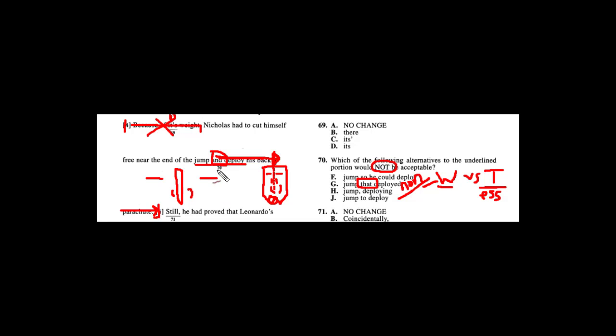So let's try it. We're going to go ahead and cross out that deployed all the way to the end of the sentence, okay, and see what's left. Nicholas had to cut himself free near the end of the jump. That's an independent clause. So if you put the word that there and you were to cross it out, if it really is essential, then you would have a clause that falls apart and becomes a dependent clause. That's not the case. So the correct answer here that's not going to work is the answer G. It is a very confusing rule.